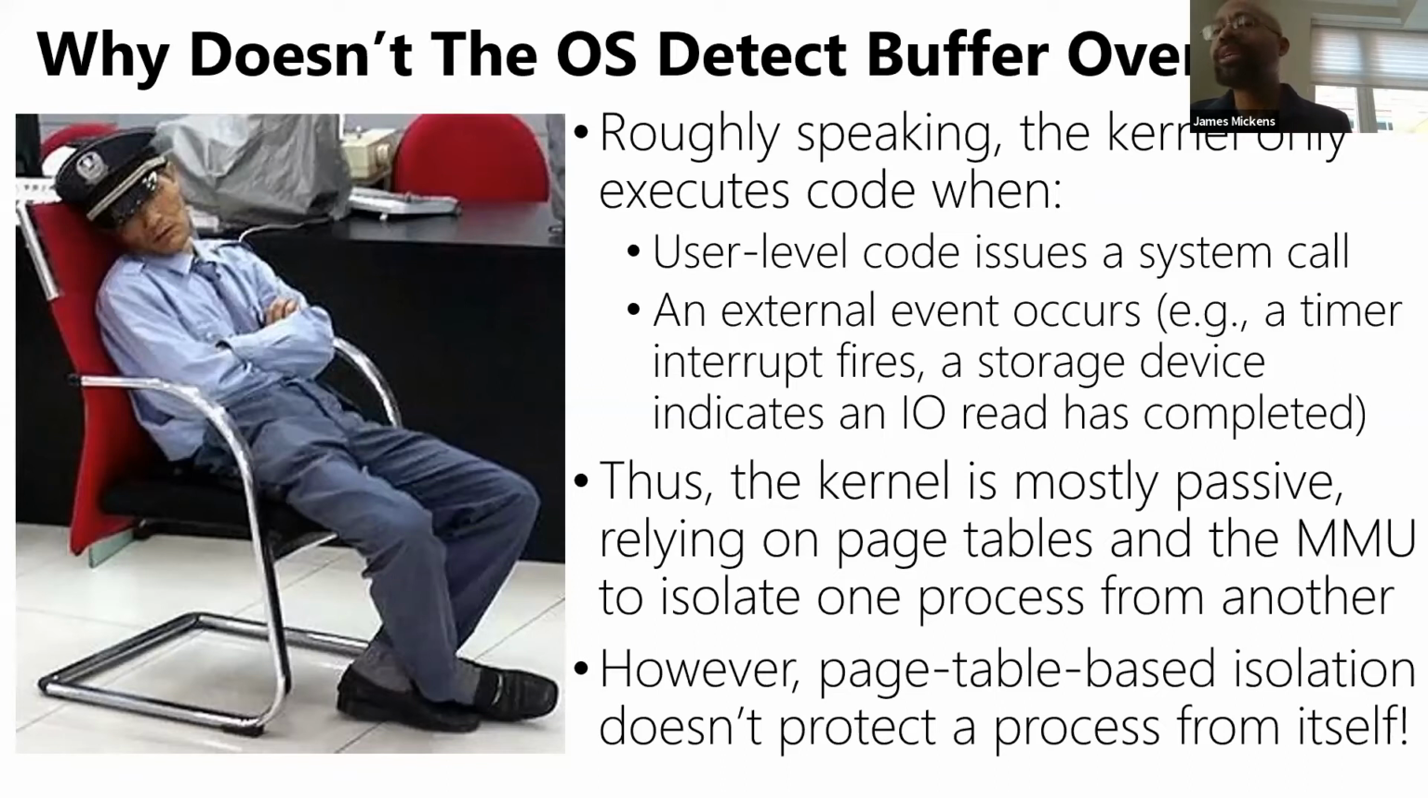And so what this means is that a lot of attacks can still occur, like these buffer overflow attacks, because page table-based isolation doesn't protect a process from itself. And so this is why the operating system can't do something special when a buffer overflow occurs, because in general, the kernel is just sitting around waiting for something to happen.